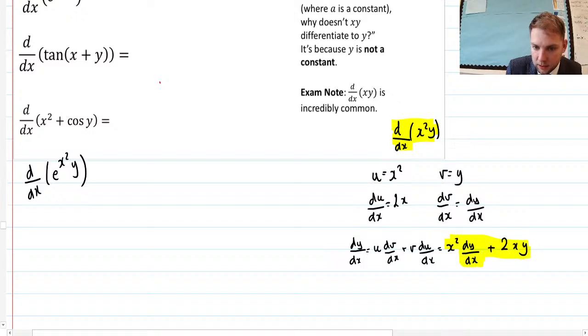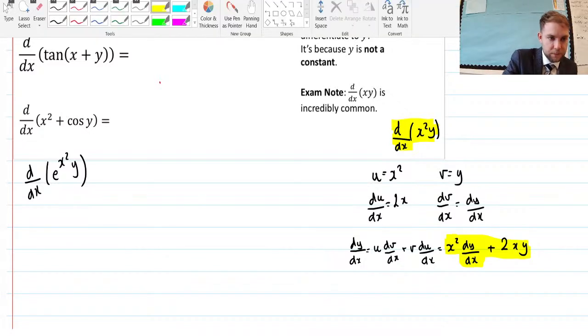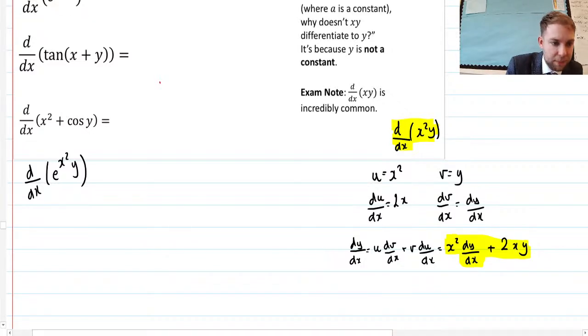Okay. Now, when I'm doing this, we've now got to think about the chain rule. So if I differentiate e to the x, I'm just going to get e to the x. So this is equal to, first of all, e to the x squared y. And then I've got to times by the differential of inside that, which is the differential of x squared y. Now I've already done that. That's over here, isn't it?